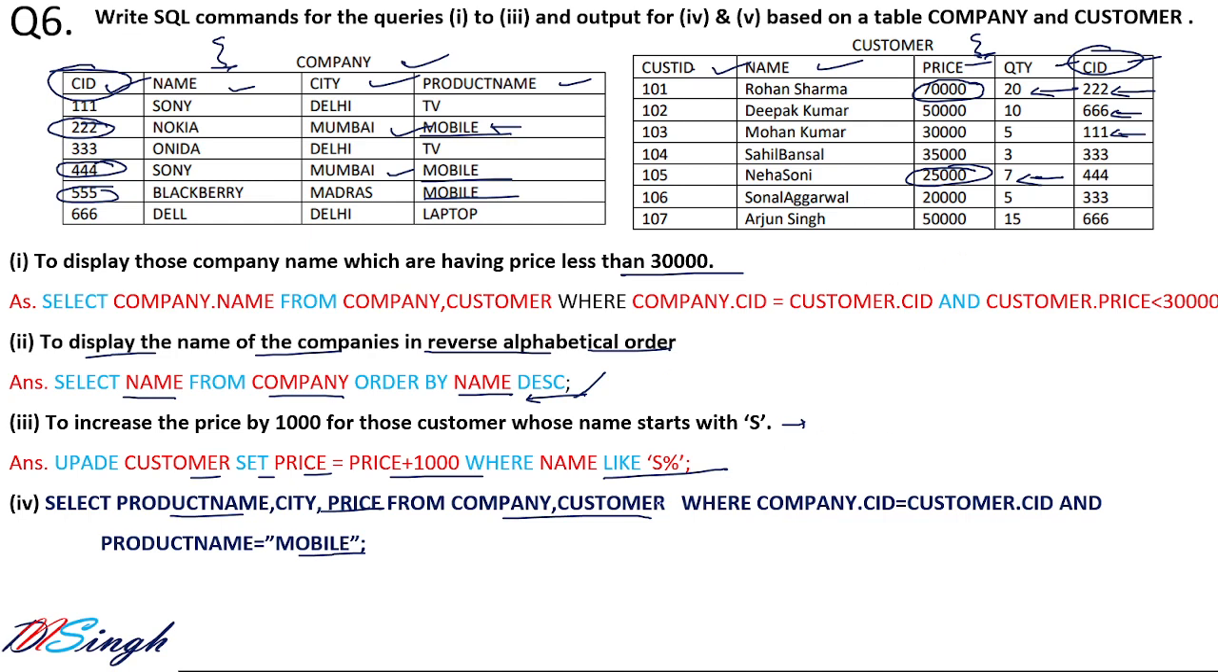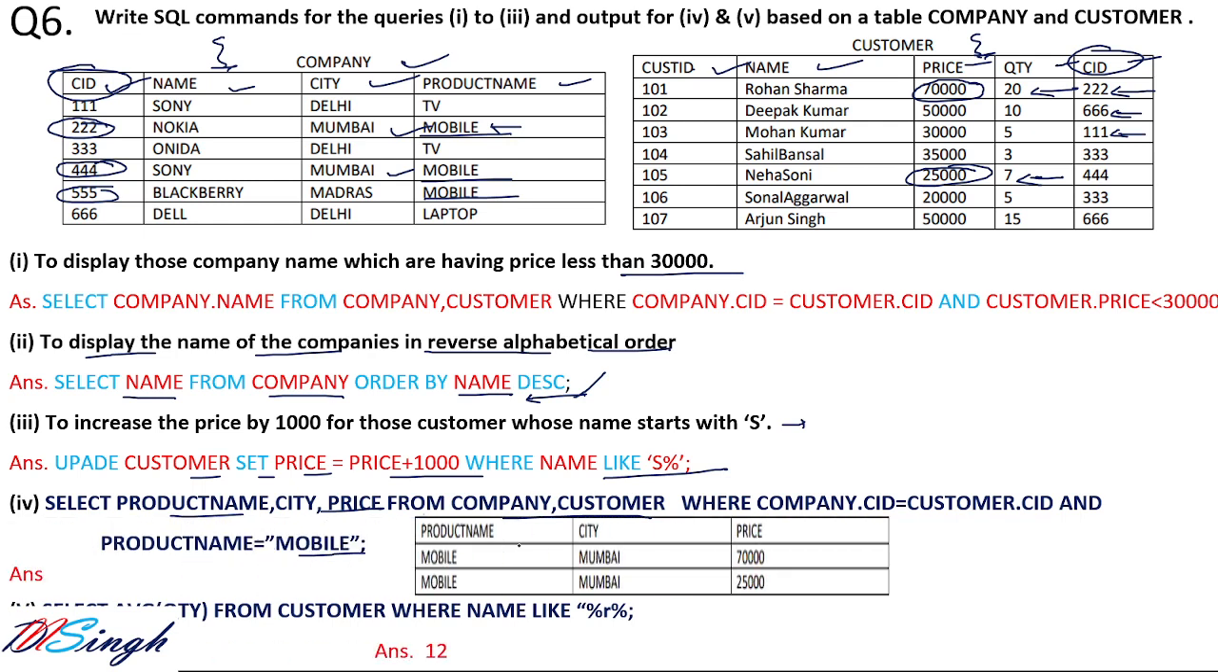Next, that's it. Product name, city, price. So these three things are required. Let us see the output. There you have the output for this one: mobile, Mumbai, and 70,000 and 25,000.